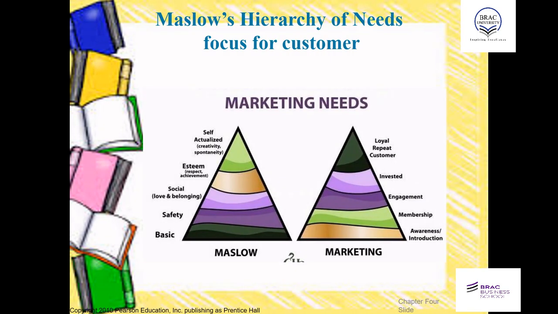In marketing, where Maslow is talking about basic needs, we are talking about awareness. So first of all, let the customers know about the product. It's important, otherwise how could they find you? So let's create the awareness, introduce the product, and give the basic information about the brand or the product. Where Maslow is talking about safety, marketing is going to talk about membership.